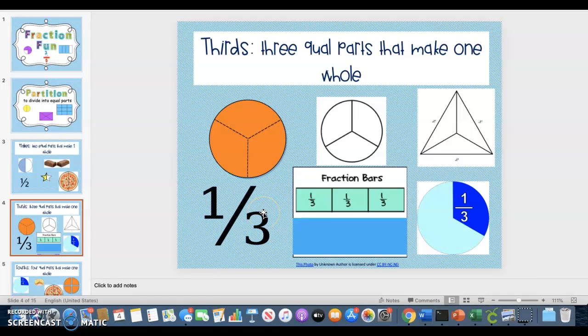Another word that you're going to hear or see is thirds. When you're talking about thirds, you're talking about 3 equal parts that make one whole. So we've got a circle that was partitioned into 3 parts. It's kind of hard to cut a circle into 3 parts. And here's another circle that is partitioned into 3 parts. And we have a triangle. We have a rectangle that was partitioned into 3 equal parts. And this is the way we write 1/3 when we're writing fractions. 1/3.